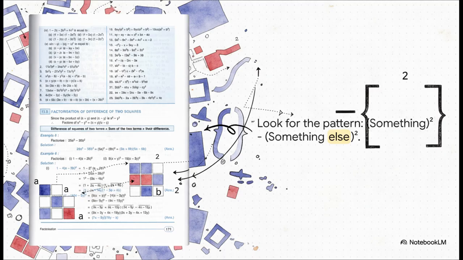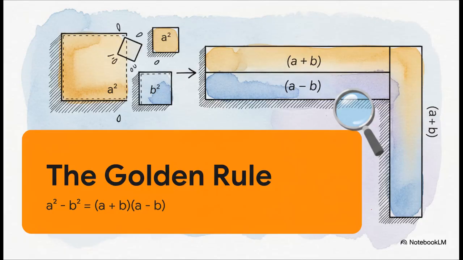That's just 6b all squared. So what we really have is one squared thing minus another squared thing. That's the pattern. That is the difference of 2 squares. And whenever you see that pattern, this golden rule applies every single time. It always factors into 2 brackets, the first thing plus the second times the first thing minus the second. So for our example, it just becomes 5a plus 6b times 5a minus 6b. Seriously, once you see this pattern, you can't unsee it.